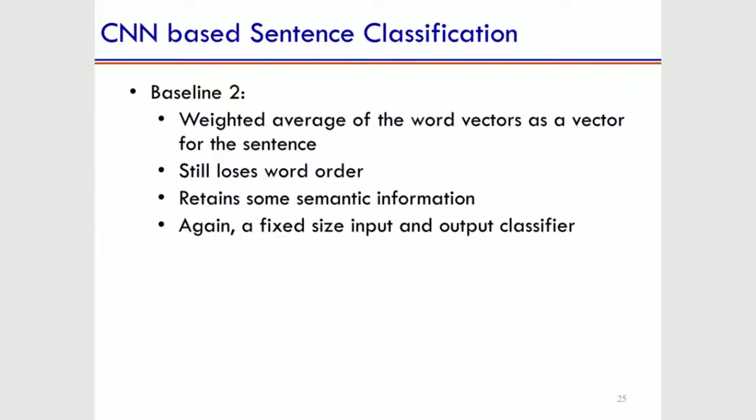So the second baseline is a weighted average of word vectors. I didn't tell you what word vectors are, so let's skip this. This is just a slight variation.